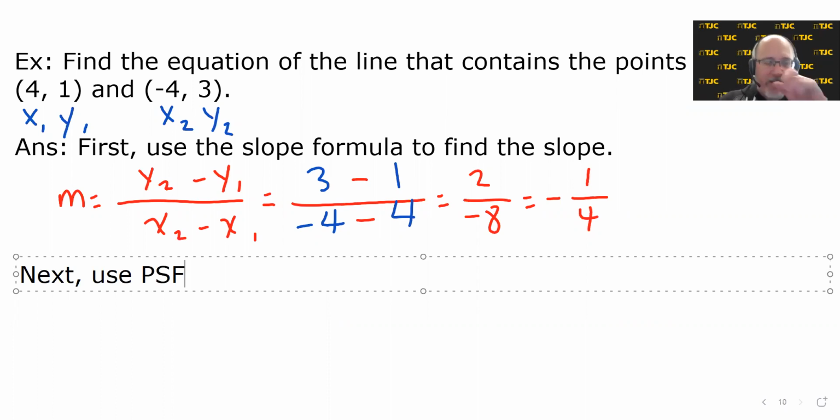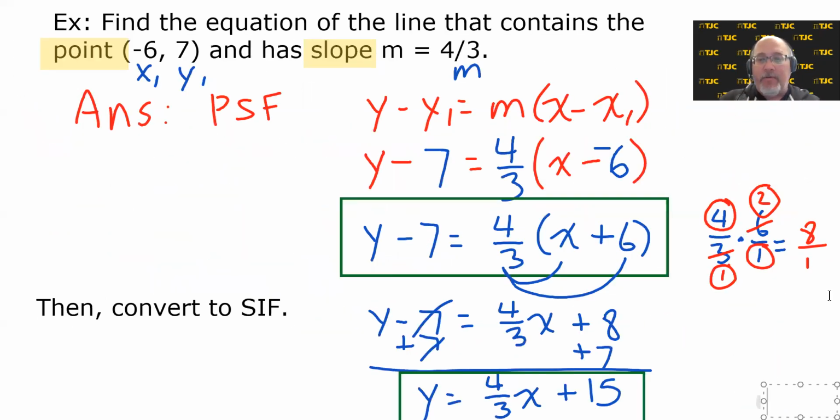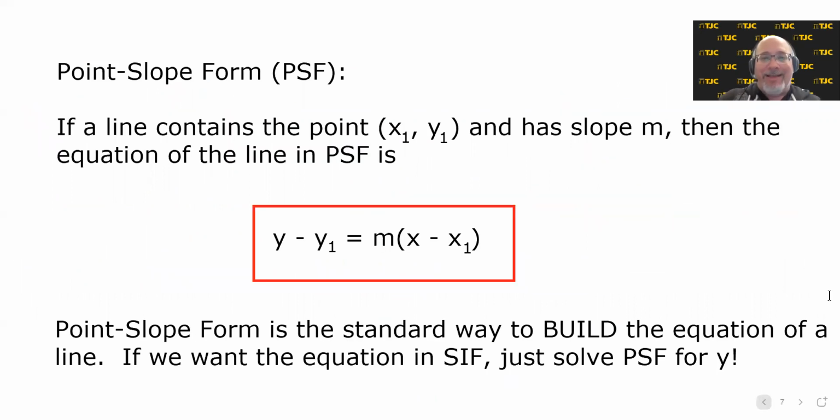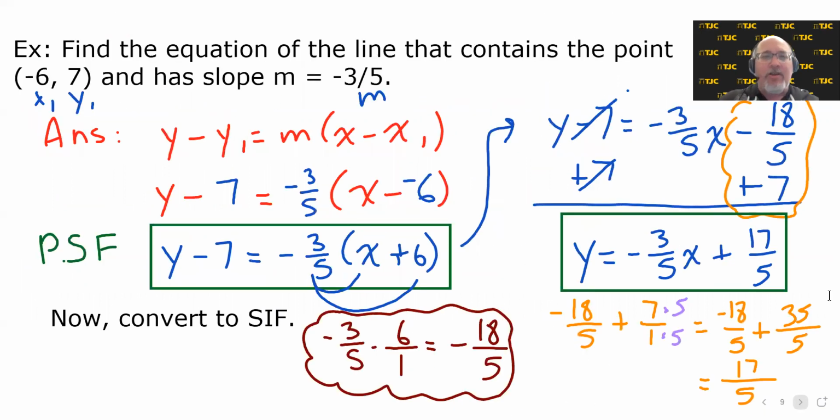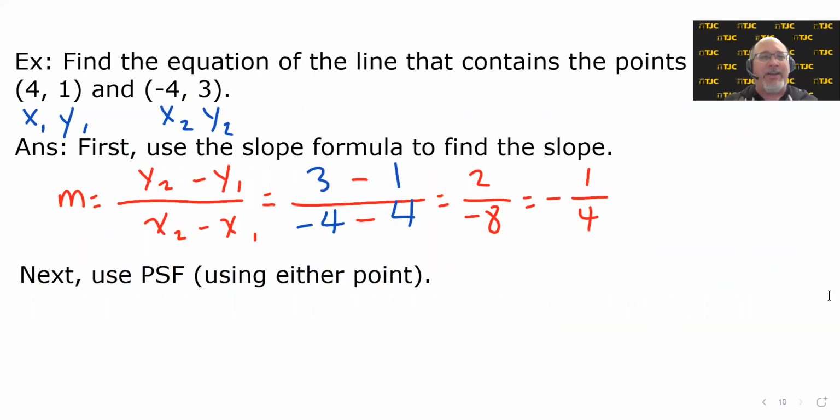Now, we do have a choice to make. We have 2 points, and either one of them will do. So I'm going to put using either point, but the temptation is to use the one that I've already labeled 1s, because my form right here has x1 and y1. But it was completely arbitrary for me to call the first point x1, y1, and the second point x2, y2. I could have very easily called this point x1, y1, even though it's written second.